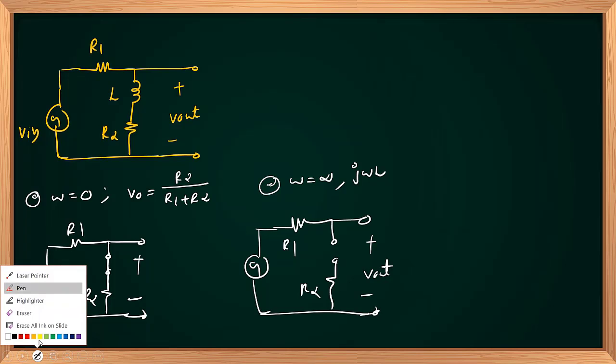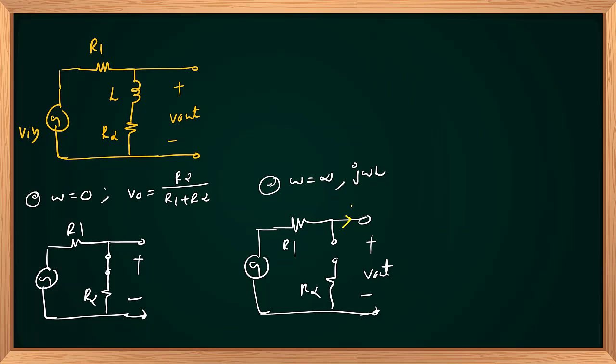Here both branches connected to the output node are open. So 0 ampere at omega equal to infinity. Hence the current flowing through this R1 is also 0 ampere. This is the input source V in. So there is no drop across R1. So V out is the same as V in.